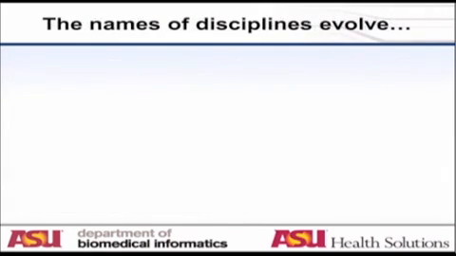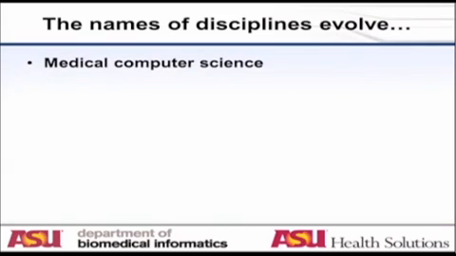Okay. So throughout, we've had to deal with the fact that we didn't know what to call the field. Probably the first thing people called it was simply medical computer science. We had a group at Stanford when I was there called the Medical Computer Science Group. It basically did what you all do here, but that was the name we had for it.